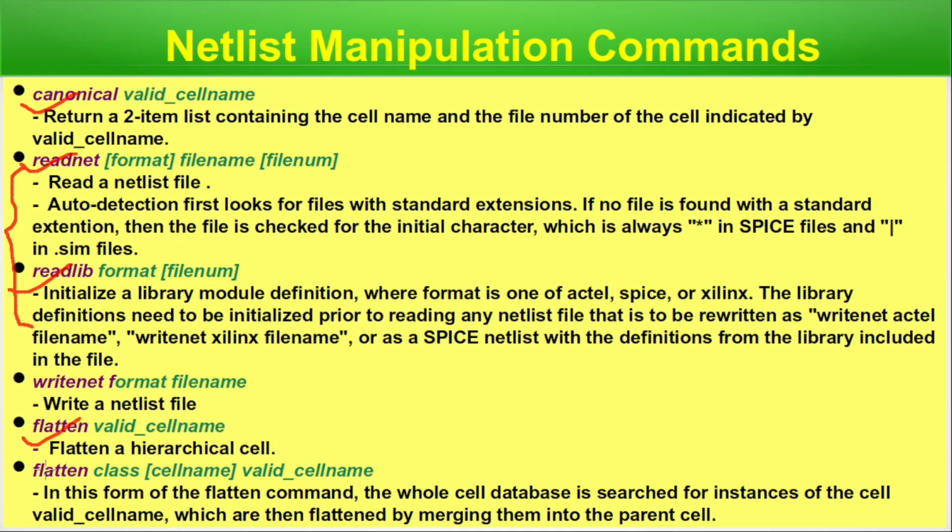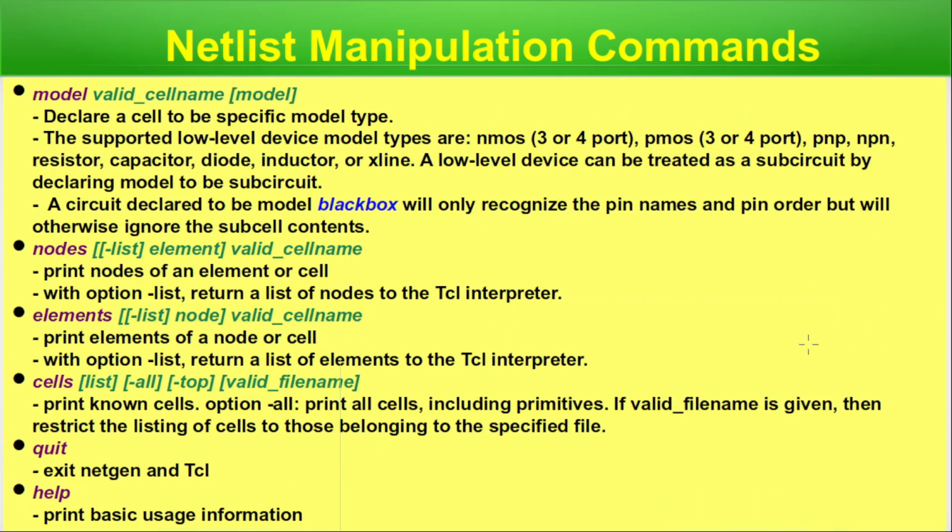We will use it later. Flatten class: in this form, the full cell database is searched for instances of the same valid cell name, which are then flattened by merging them into the parent cell. Flatten, we will use later in an example.